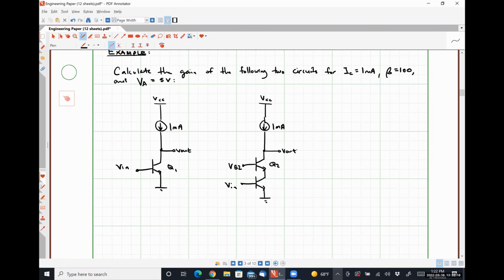So we just want to know the gain of these two things and compare them to each other. The expectation here is that the gain of the cascode configuration should be appreciably larger, but I want to see how large. All right.